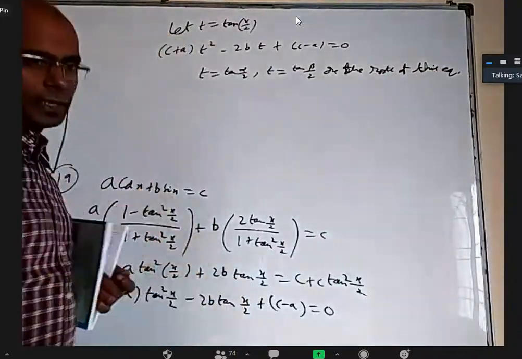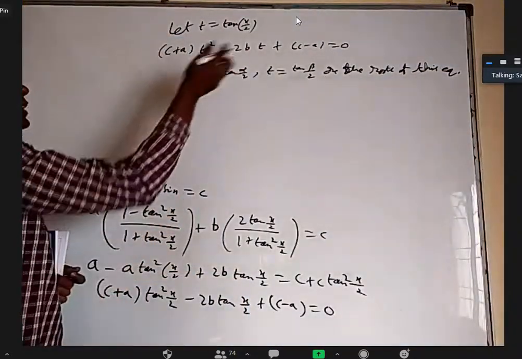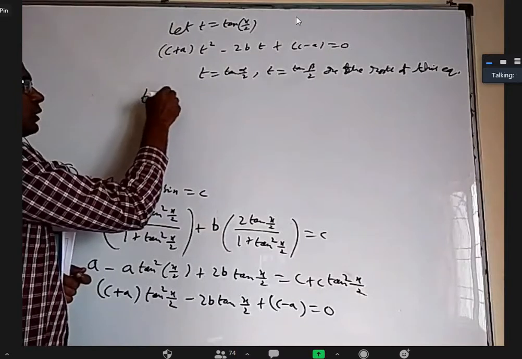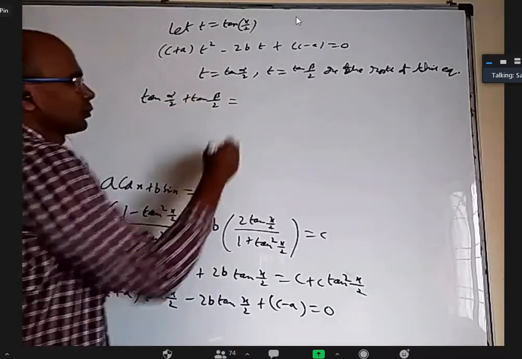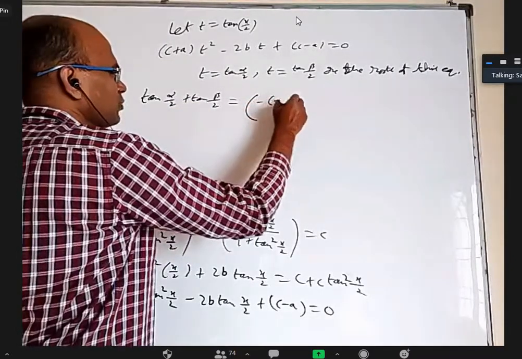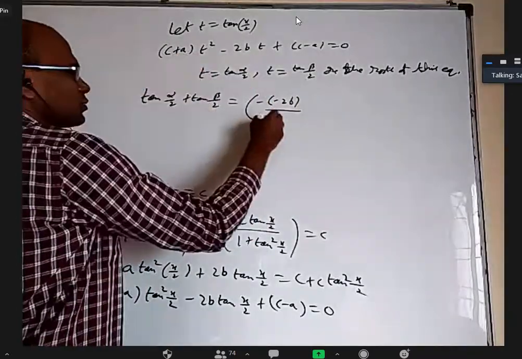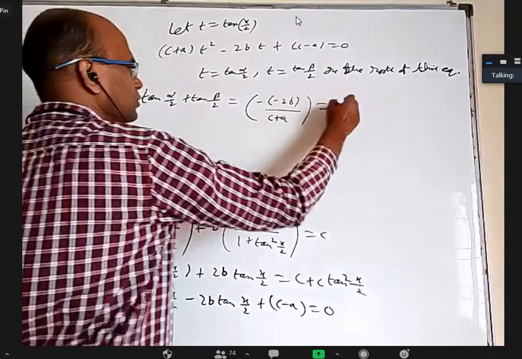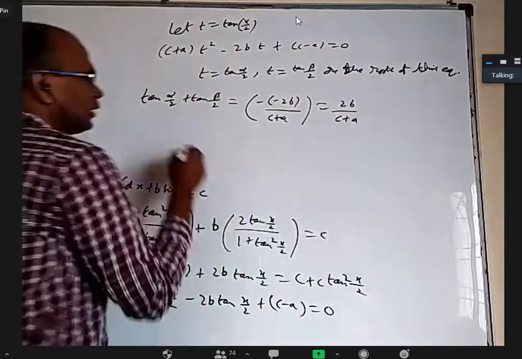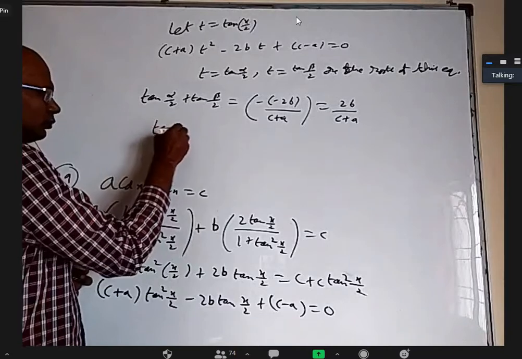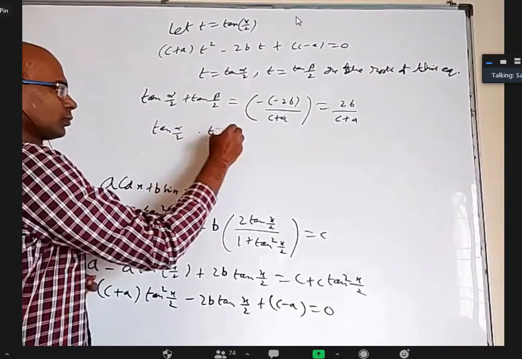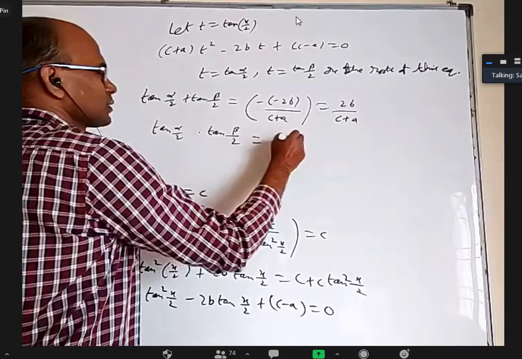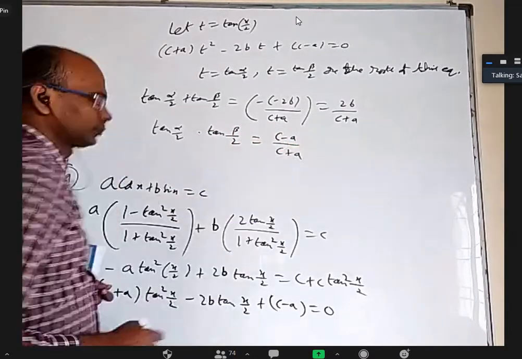Okay, now I can take the sum of the roots and the product of the roots like a quadratic expression. Tan alpha by 2 plus tan beta by 2 is minus of minus 2b by c plus a, which is 2b by c plus a. Product of the roots, tan alpha by 2 into tan beta by 2, is c minus a by c plus a.